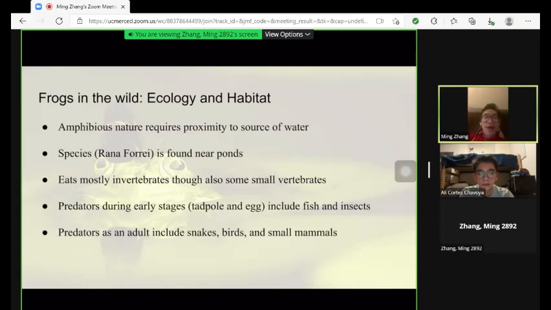The tables will turn, however, when they reach adulthood. As adults, their diet consists mostly of fish and insects, though as a larger target, they become worthwhile prey for larger hunters like snakes and birds.